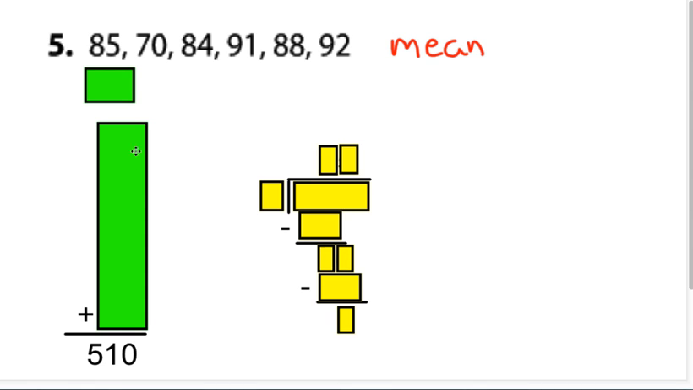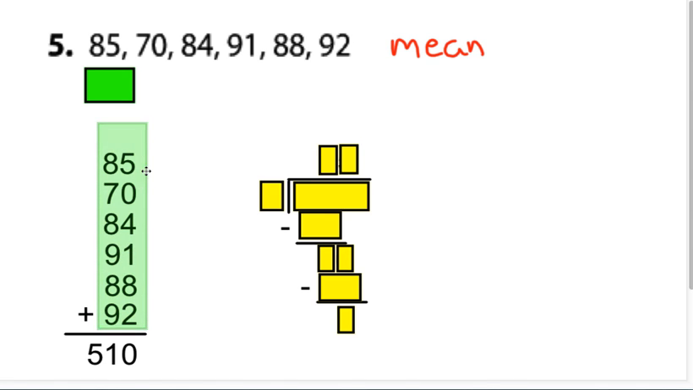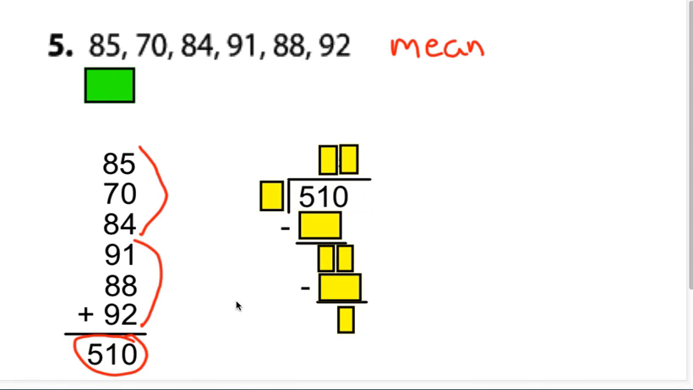Alright, here we go. Here is the first step. We add. And again, when you add, you can set it up like this. You can group your add-ins and then come up with partial sums and then add those. It's really up to you, but in this case, our addition gives us a sum of 510. So now we're going to set up our division problem with our 510. We have 6 add-ins, so we're going to divide by 6.